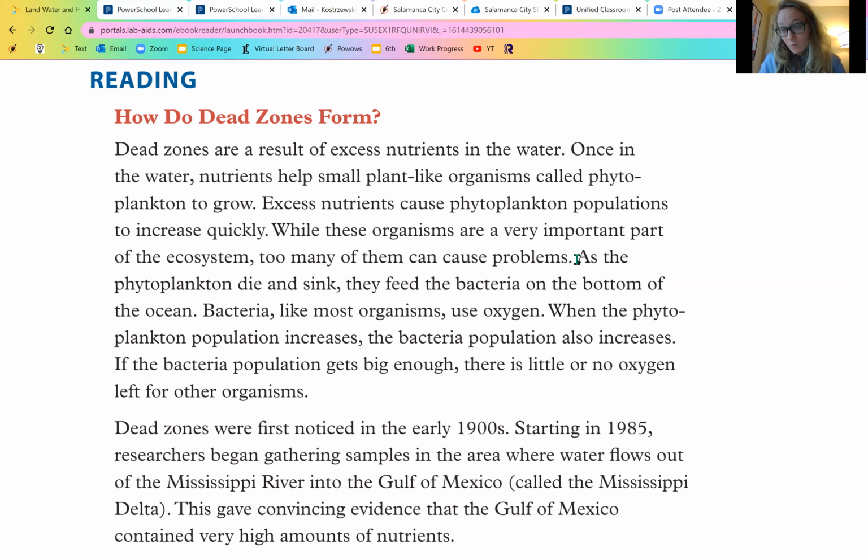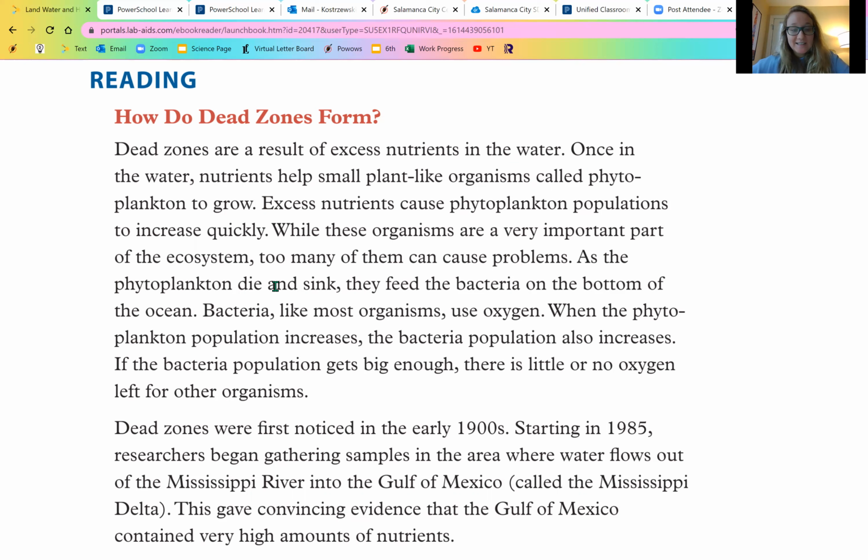For example, this is our water and dead zone example. We do not want too many nutrients running off. We do not want too many phytoplankton. Too much of anything is not a good thing. We want equal parts balance.